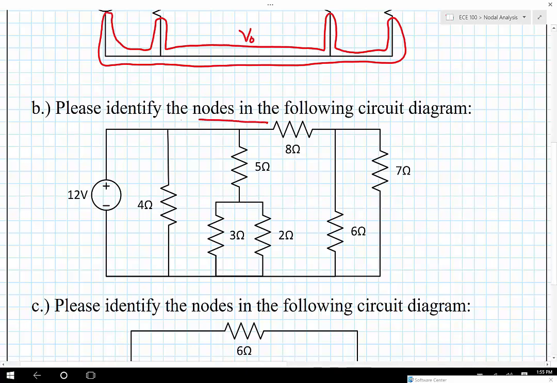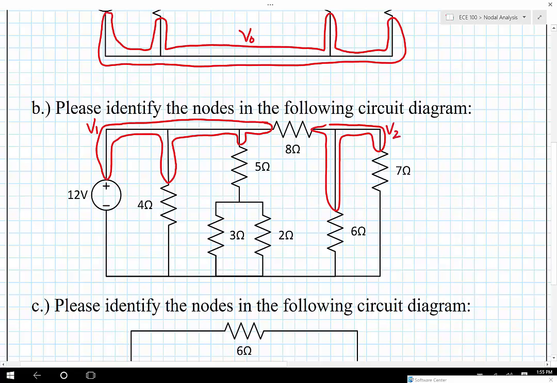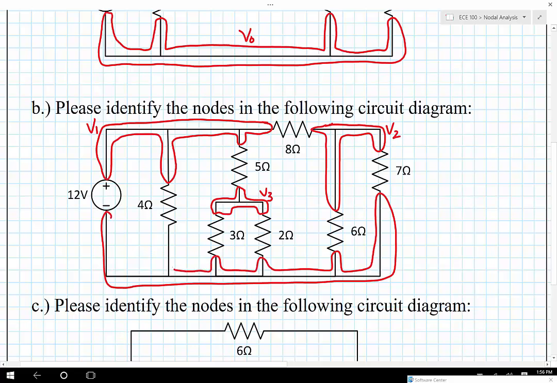Here, I'm going to identify the nodes. This is a bit more of a complicated circuit, but nonetheless, it is not complicated to identify where the nodes are. So I'll still call this V1. Over here, I'll call this V2. Here, this node right here, this will be V3, and then this node right here, which goes quite a long way, this would be V0. Again, most likely V0 would be taken to be the reference node or the ground node.